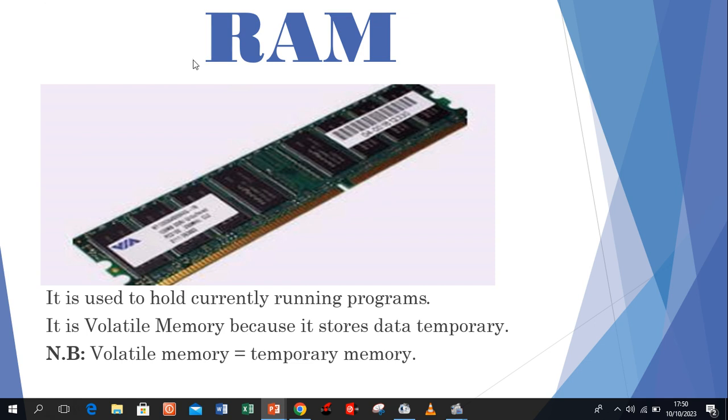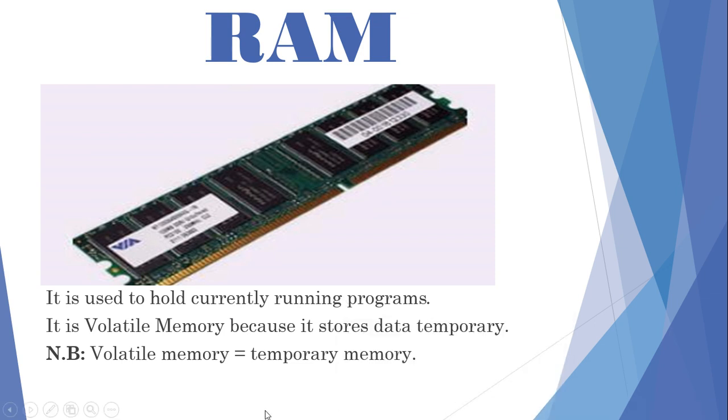The computer which has the biggest RAM runs many programs at the same time because it is used for holding currently running programs. For example, those are the running programs. The programs that are running on the taskbar are running programs. So the speed of the computer depends on RAM size, because when your computer has a big RAM size, it runs many programs at the same time.